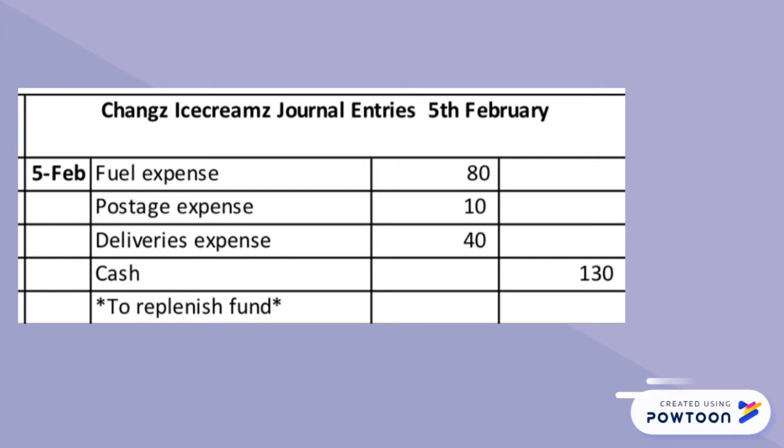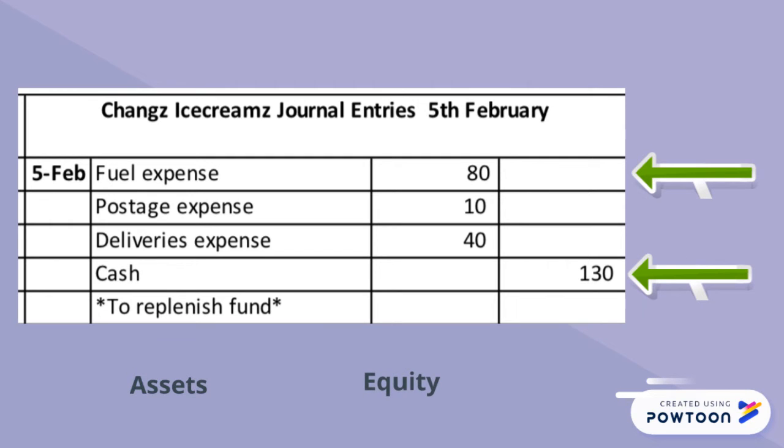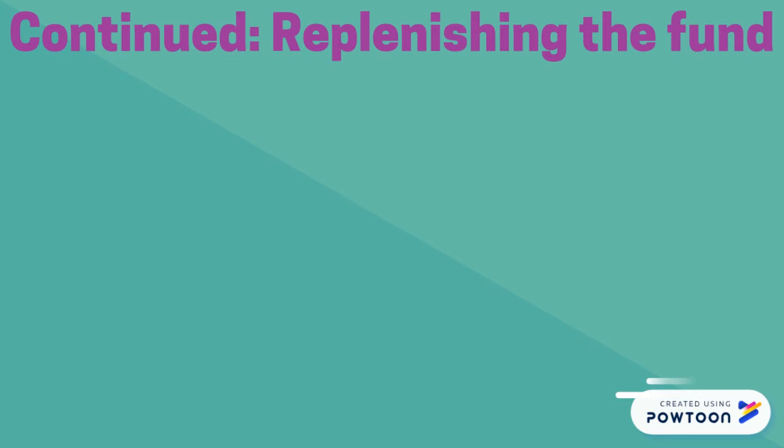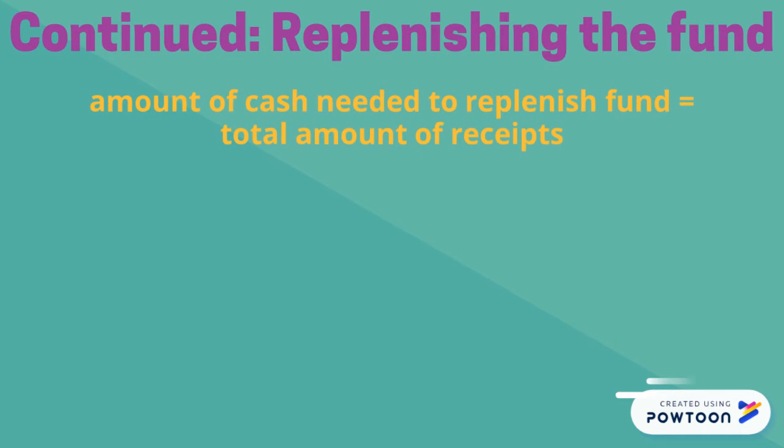This entry increases expense accounts and decreases the cash account for the amount of the check. Because the business is recording expenses resulting from fund use, both assets and equity decrease. The golden rule of replenishing a fund is that the amount of cash needed to replenish the fund equals the total amount of receipts. Sometimes errors are made such as misplacement of receipts or incorrect change.